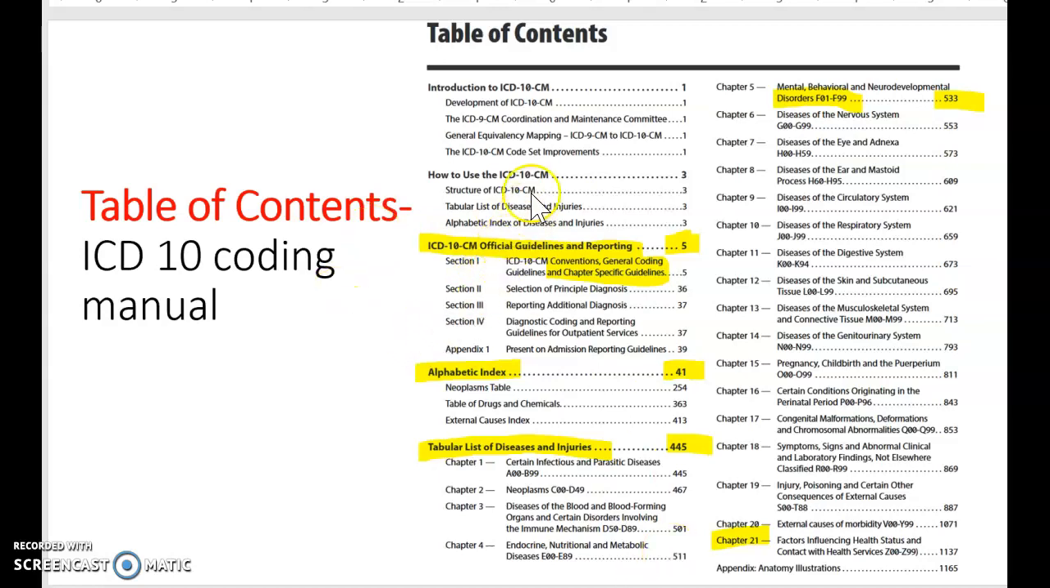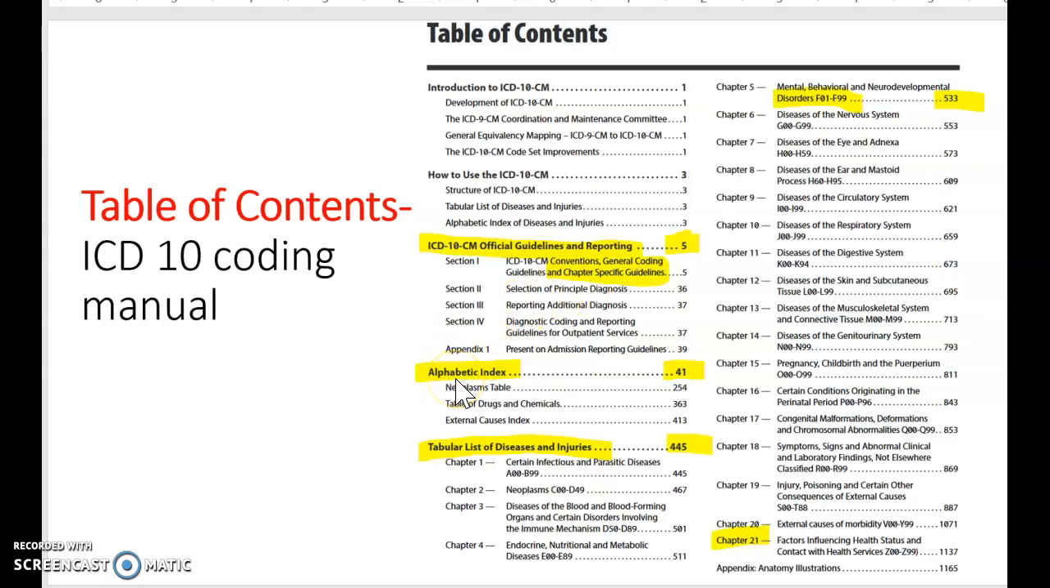Now remember, your ICD-10 coding manual is divided according to this table of contents. The most important thing that you will be using is your guidelines. Do you see how it says guidelines? The guidelines help you understand the coding conventions, coding guidelines, which is the most important thing you need to follow to be a confident coder.